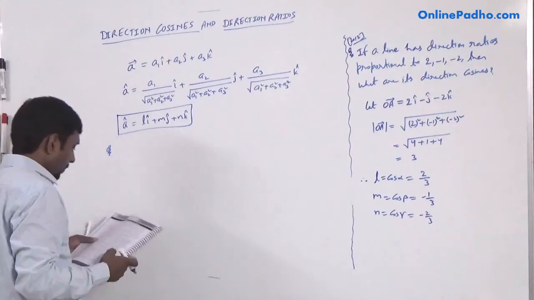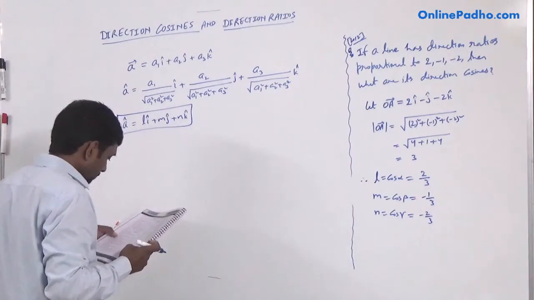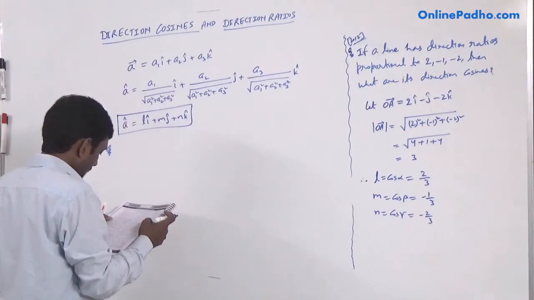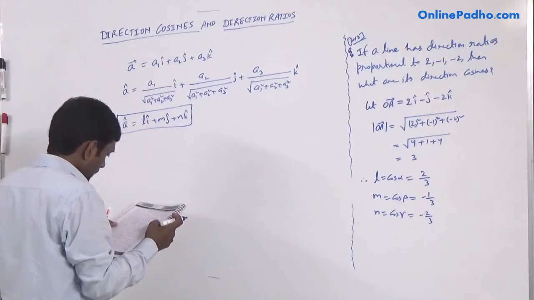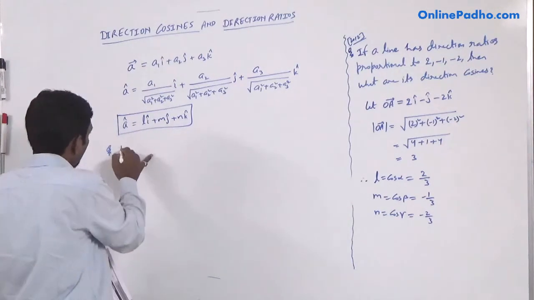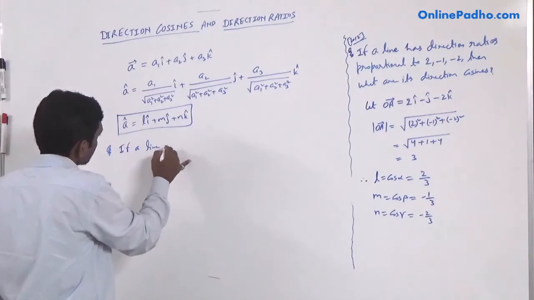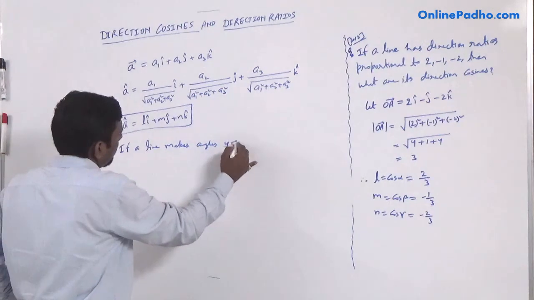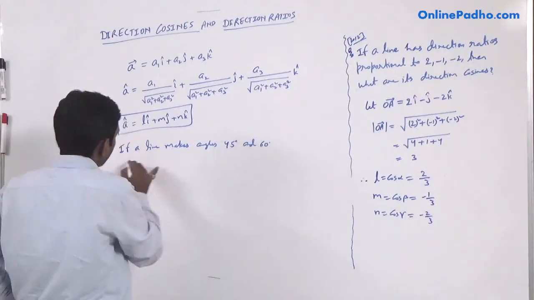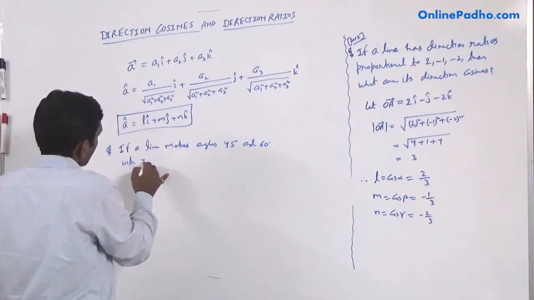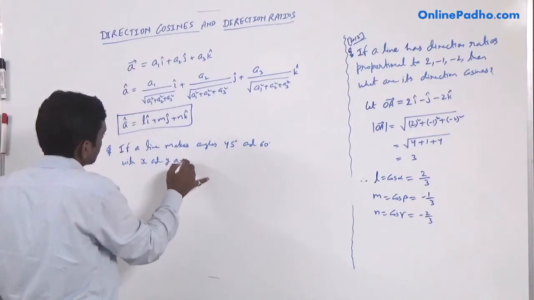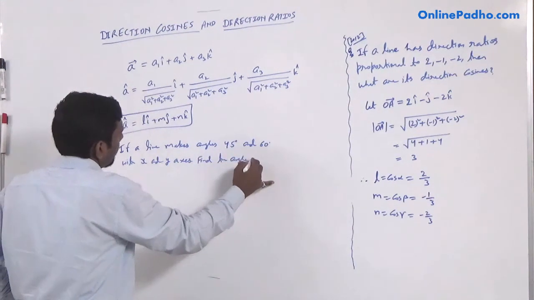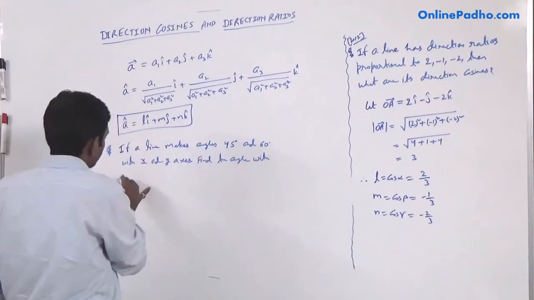Now we have one very important question. If a line makes angles 45 degree and 60 degree with x and y axis, find the angle with z axis.